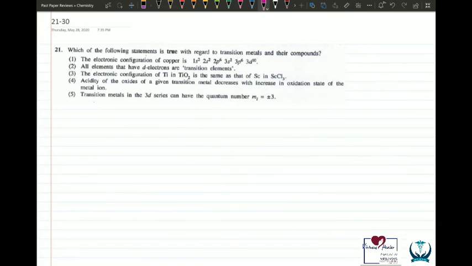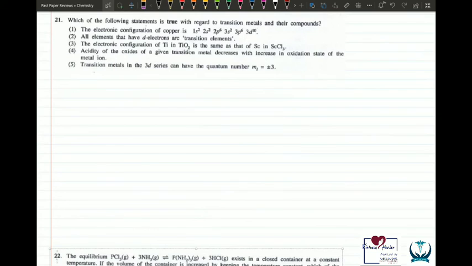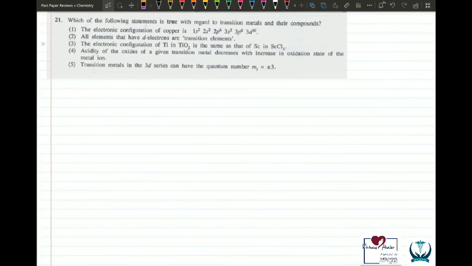Question number 21. Which of the following statements is true with regard to transition metals and their compounds? The electronic configuration of copper is 1s2, 2s2, 2p6, 3s2, 3p6, 3d10. This is actually false, as copper is 29 and it is 1s2, 2s2, 2p6, 3s2, 3p6, 3d10 and 4s1. Therefore this is false.